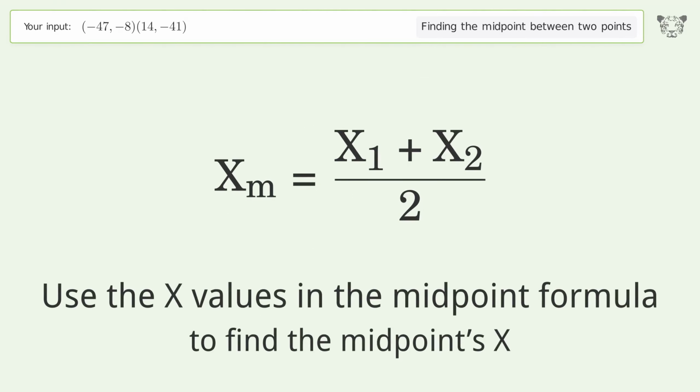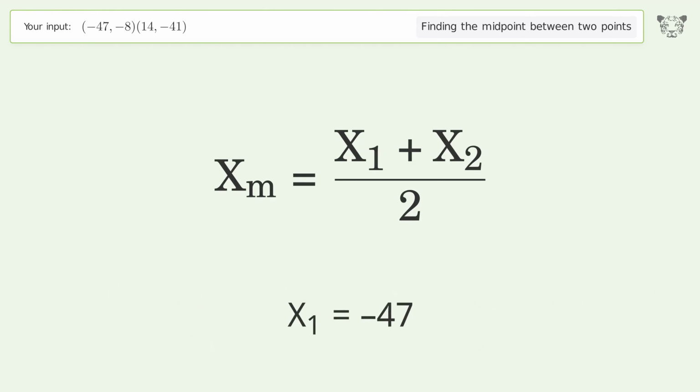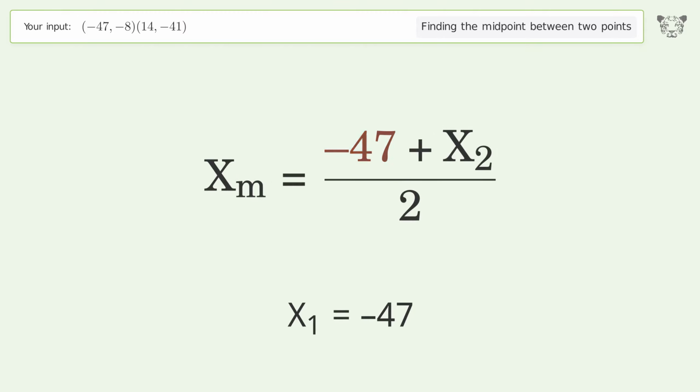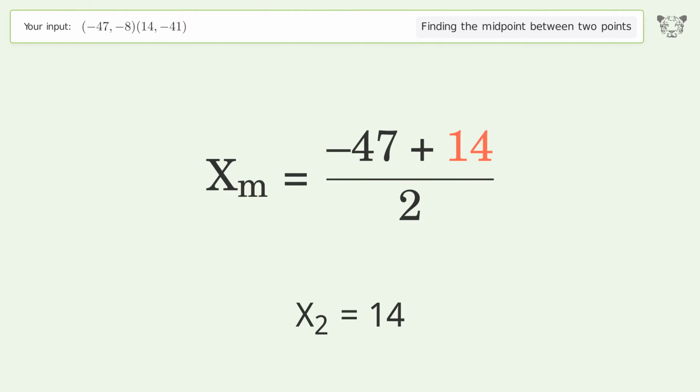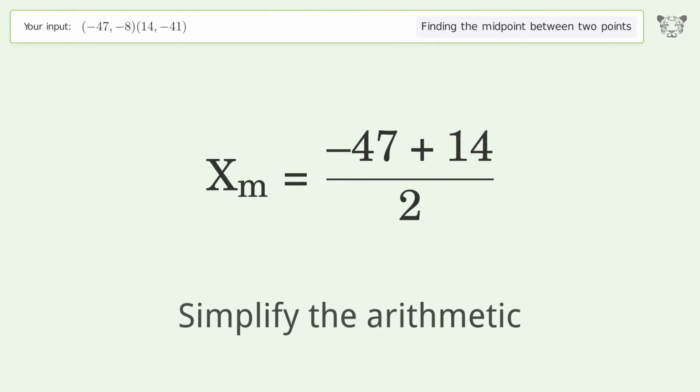Use the x values in the midpoint formula to find the midpoint's x. x1 equals -47. x2 equals 14. Simplify the arithmetic.